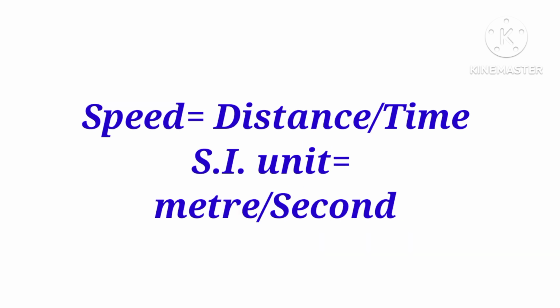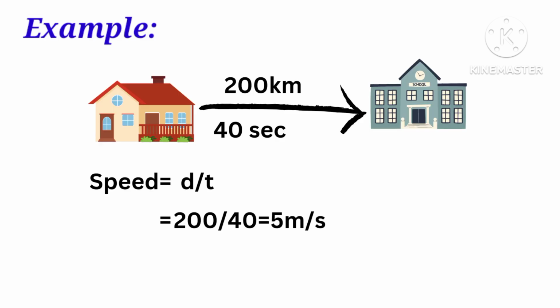The speed formula is distance by time. The SI unit for speed is meter per second. To understand this, we will take an example. Here is a girl. A girl travels from her house to school. The distance is 200 km, which she has completed in 40 seconds. From her house to school, total distance is 200 km, time 40 seconds.